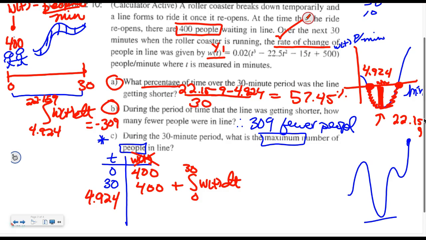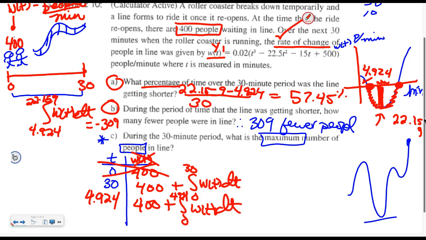However, for this one, it would be 400 plus the integral from 0 to 4.924 of w of t dt. Now some common sense. We'll get numbers for those. But common sense, do you think the max was at the beginning? Yes or no? Totally not, because I gained positive area, which means positive people, just from there to there, right? So I know that's not the max.